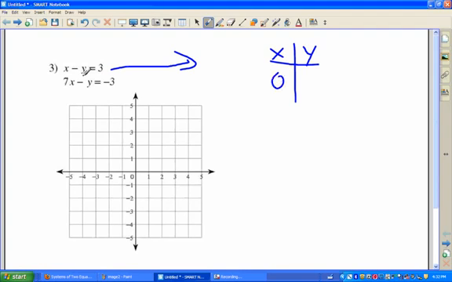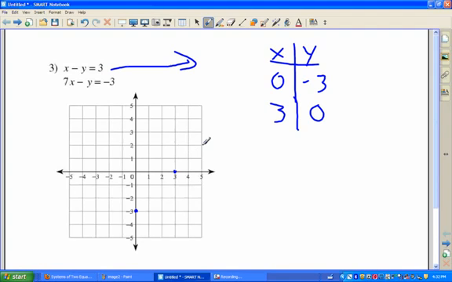When X is 0, plugging a 0 there, Y's got to be a -3, so that'll be at 0, -3. There's 1 point for this one. Do the same thing, but set Y equal to 0. When Y is 0, X is 3. That's a pretty simple line. When Y is 0, X is 3, that's here. So you can see what this line is going to look like.